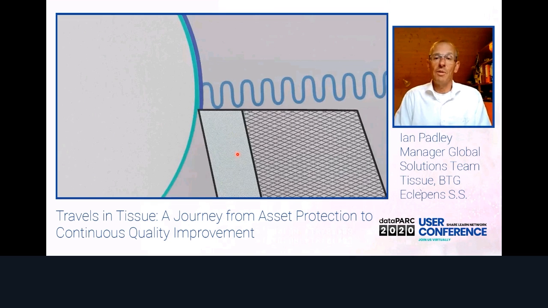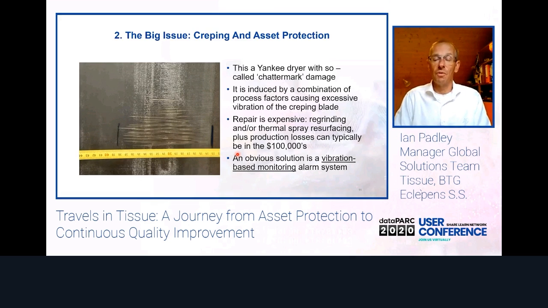Having seen how we create the sheet, now we move on to the big issue for which we had to design a new system. The picture you see here is a Yankee dryer with so-called chatter mark damage. This is basically caused by excessive vibration of the crepe blade, which you'll recall is the consumable part which BTG also supplies. And it's caused by a number and interaction of process factors that set this up.